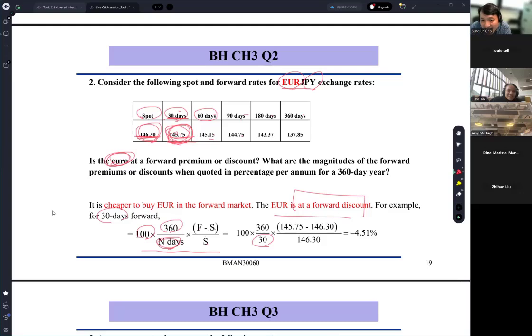But let's say I ask you to compute the forward premium or discount of yen, JPY. Then you have to use the reciprocal everywhere, right? This should be very clear to you. Anyway, this is easy because you can just directly use the number here. The forward rate for 30-day is this. Spot rate is this. So we get minus 4.51. Minus means discount. The currency in the denominator, euro, has a discount by this amount.